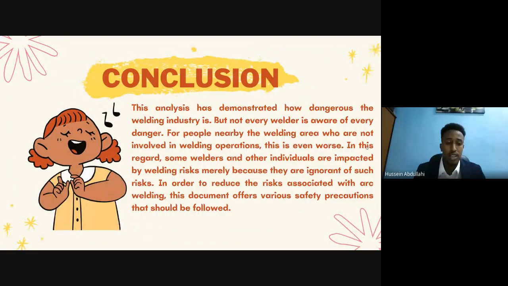In conclusion, this analysis has demonstrated how dangerous the welding industry is, but not every welder is aware of every danger. For the people near the welding area who are not involved in the welding operations, it is even worse. Some welders and other individuals are impacted by welding risks mainly because they are ignorant of such risks. In order to reduce the risk associated with arc welding, this document offers various safety precautions that should be followed. That's all. Thank you so much.